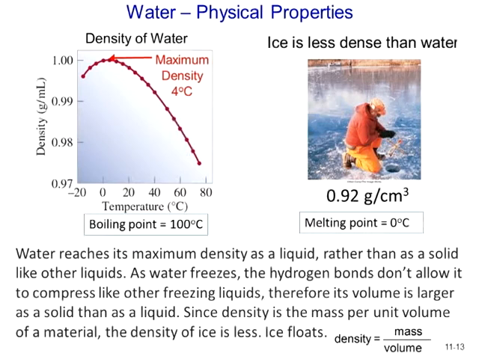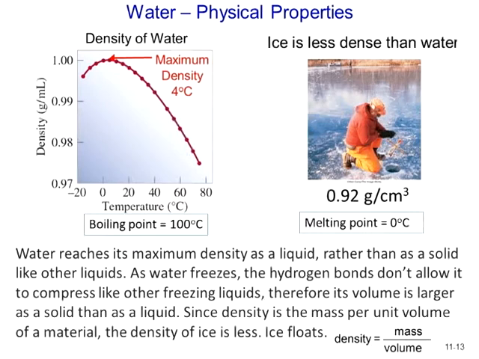It is unusual for solids to have lower densities than the corresponding liquid phase. Why is that the case for water? Well, water reaches its maximum density as a liquid rather than as a solid like other liquids. Why? Here's why. As water freezes, the hydrogen bonds don't allow it to compress like other freezing liquids.